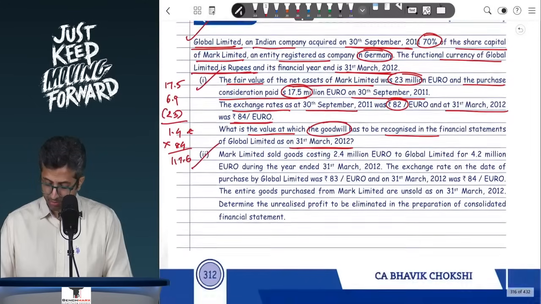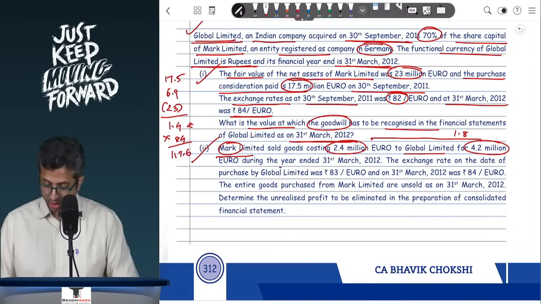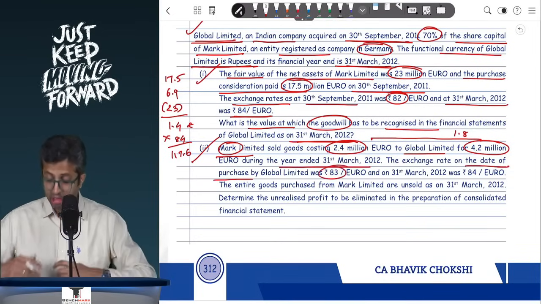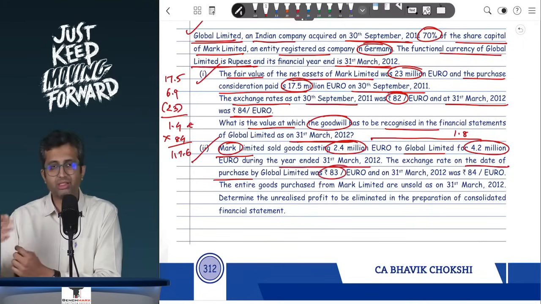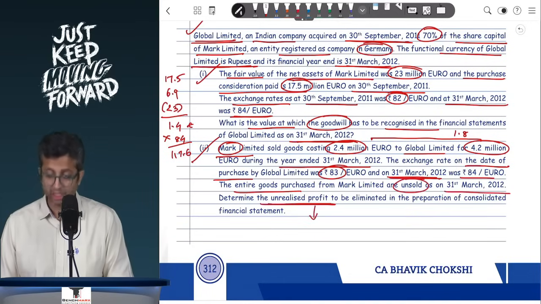Point number 2. Mark sold goods costing 2.4 million euro to Global for 4.2, which means there's a profit of around 1.8 million recorded in the books of Mark during the year ended 31st March 2012. The exchange rate on the date of the purchase by Global was 83. You'll have to record these at the rate on the date of sale. This is 83, and on 31st March 2012 it was 84. The entire goods from Mark have been unsold as on 31st March 2012.